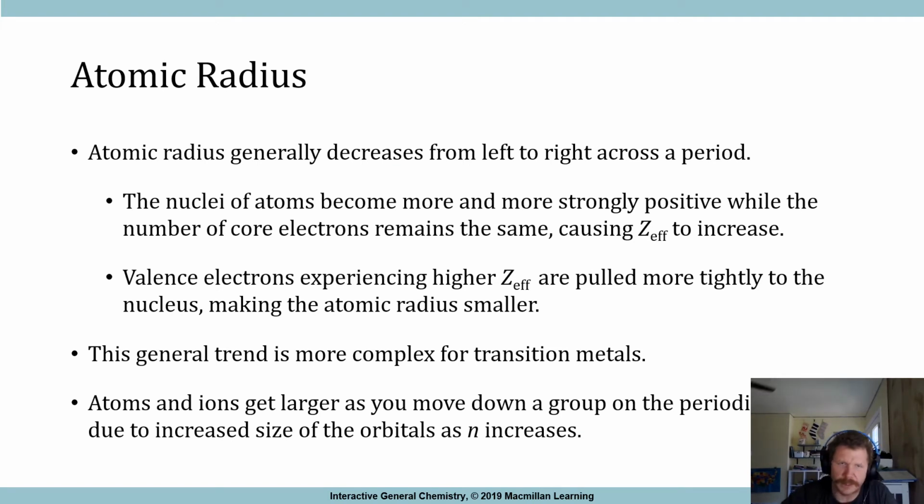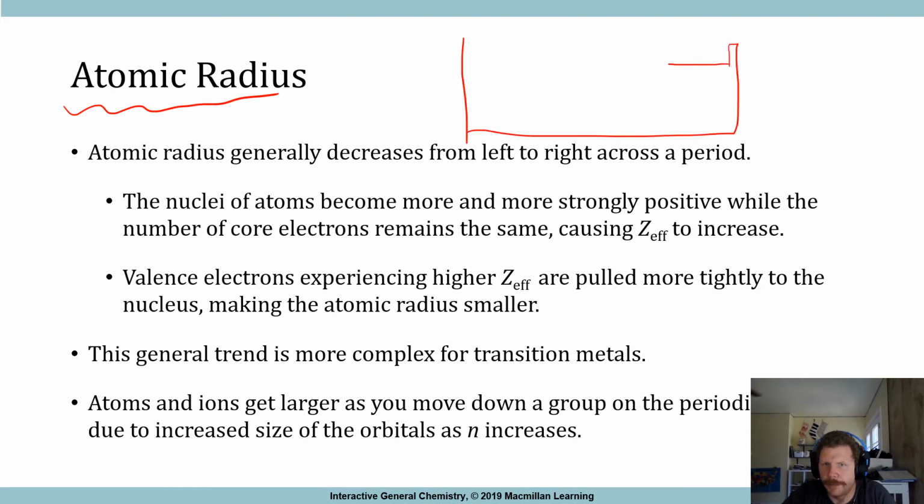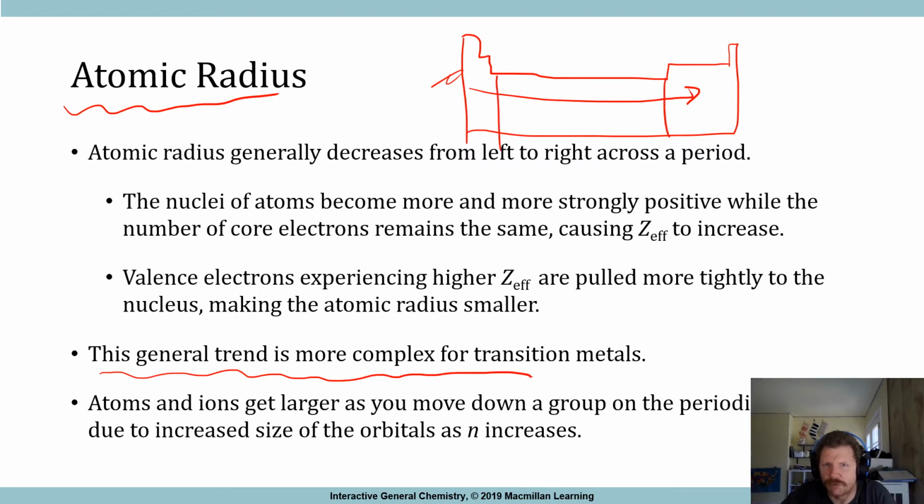Atomic radius is the next thing I wanted to talk about. Atomic radius generally decreases from left to right across a period, so across the periodic table from left to right, the radius is going to decrease. Now, this trend is a little bit complicated in the central block where our transition metals are, but when you are talking about your main groups, that's a trend you can respect.